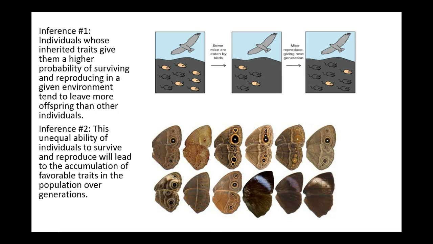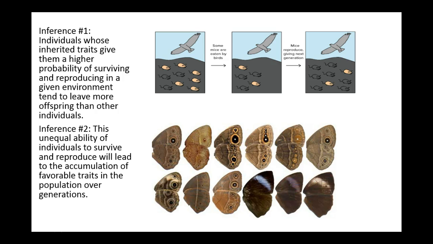And those observations led to these inferences, which those with inherited traits that give them a higher probability for surviving based on the environment then are going to be able to have more offspring. So that is the inference based on the first observation. And we have a nice graphic here where you have the mice. And those mice that are more likely to camouflage themselves are not going to be eaten by the birds.